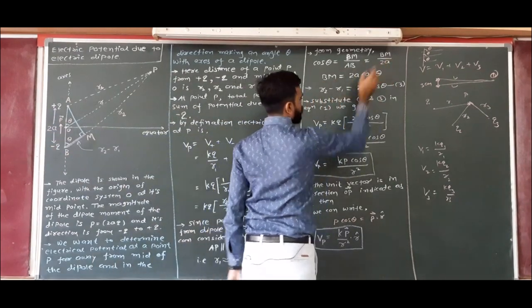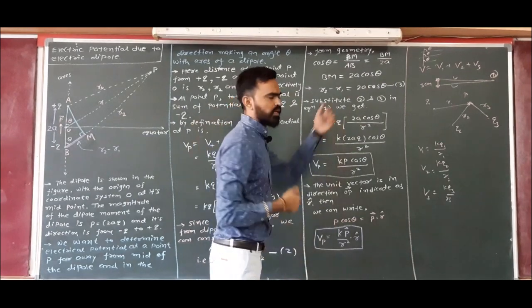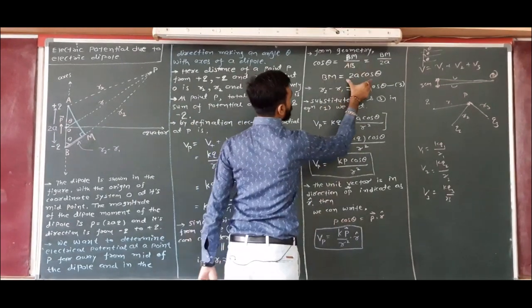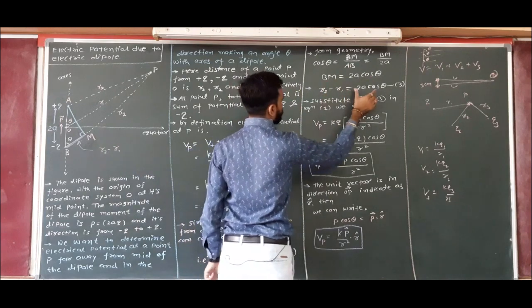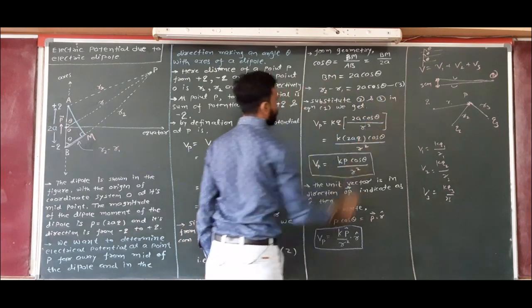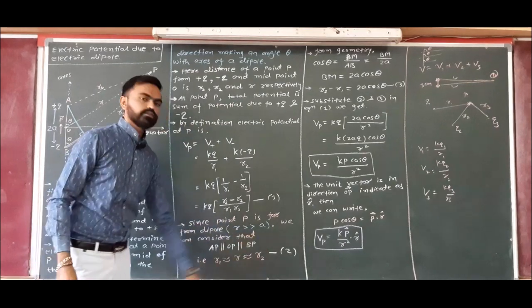Make Vm the subject. I am now putting the value of R2 minus R1 here. Vm is equal to 2a cos theta. So what is Vm again? R2 minus R1 is equal to 2a cos theta. So this equation is 3 and this relation is 7.